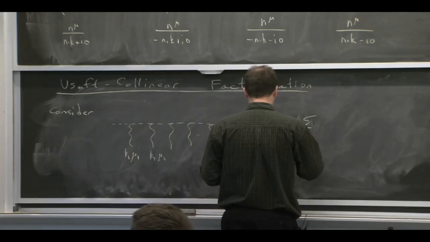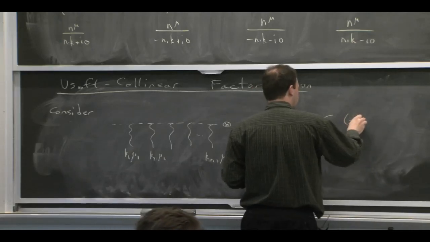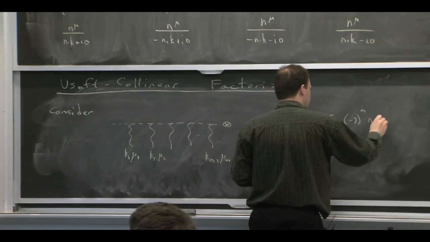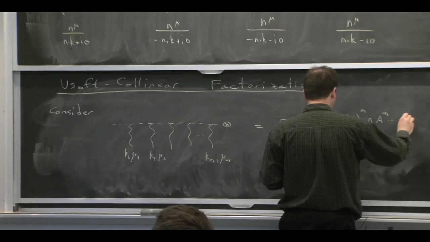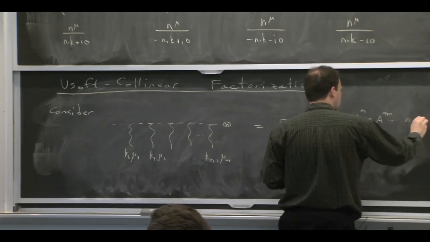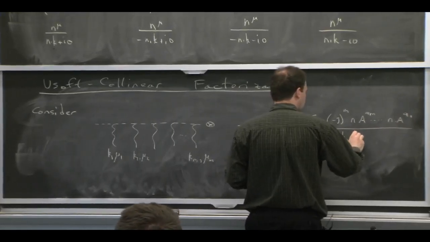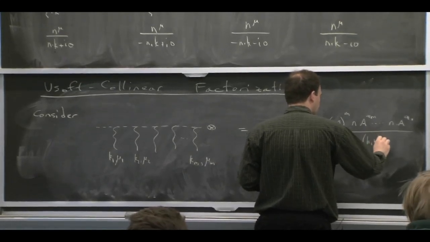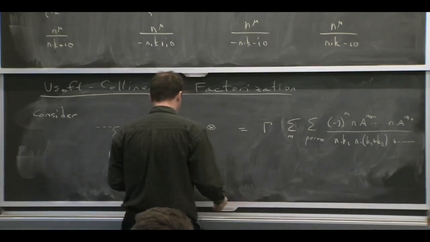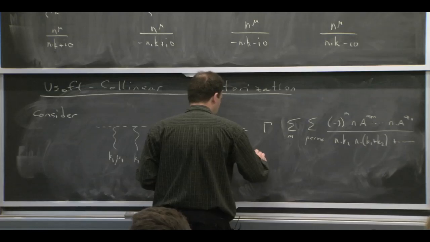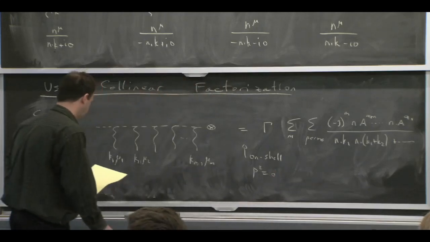So, sum over M, sum over permutations, some factors of g, gauge fields. Okay. Be careful about ordering. And I'm working here on shell. So the external collinear particle has p squared equals 0.